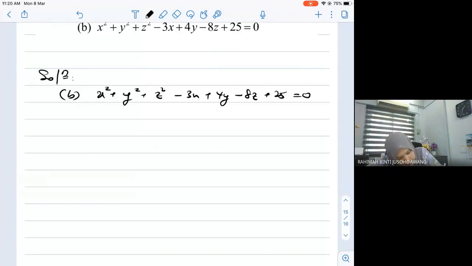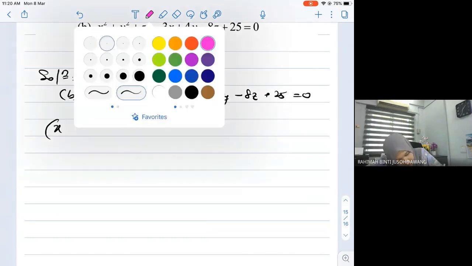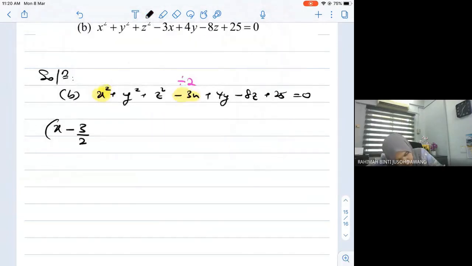Okay, so I open this bracket, so we will have x here. The partner of this x is the negative 3x. So what you should do here is, negative 3, you have to divide by 2. So divided by 2, it becomes minus 3 over 2. Close the bracket. Why negative? Because it is negative. So square here. Now plus, open bracket for y.